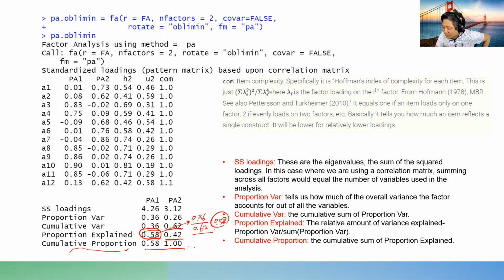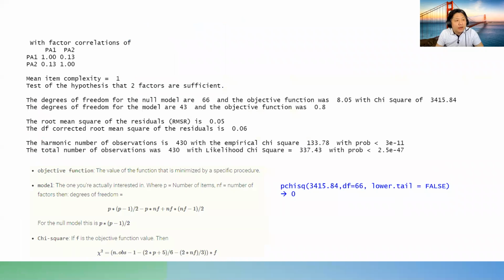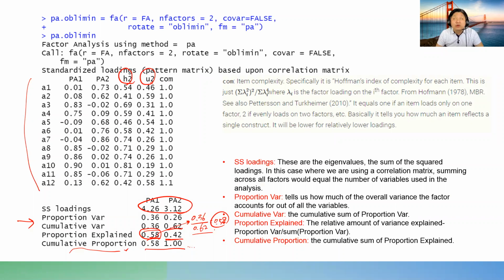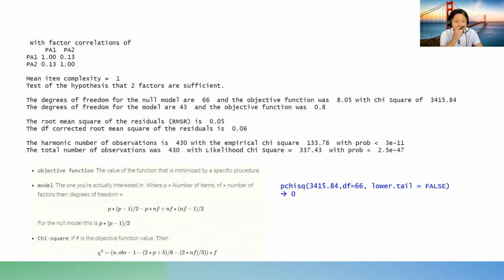This is how you can interpret your factor loadings, communality, error variance, eigenvalues, and proportion variance. Now your output provides more information. This is the factor correlation, 0.13, the correlation between factor 1 and factor 2. So it's a fairly low correlation between these two factors.